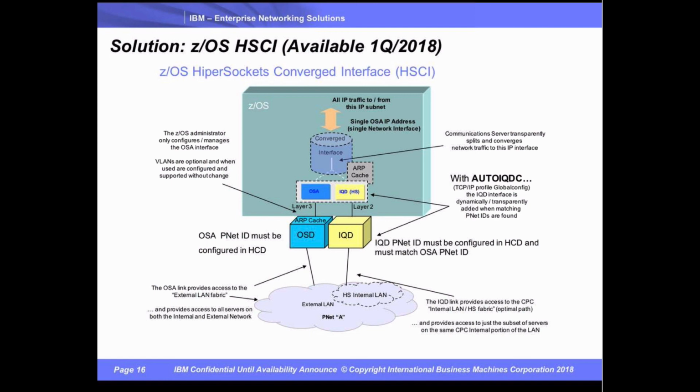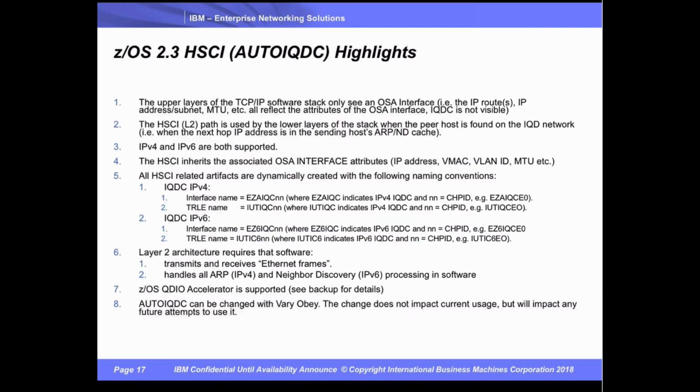The software above only sees OSA. Everything only sees OSA, OSA MTUs, OSA VLANs. HiperSockets is used transparently. And that network now, PNet A, looks like a single network. Logically, it's one broadcast domain now. That's not bridged in a z/OS environment, but logically it is joined together. So that's HiperSockets Converged Interface. Again, there are several details here, and we'll talk about more of them as we go along. But the concept is you just start, operate, monitor, and use OSA, and you get HiperSockets along with it for free.